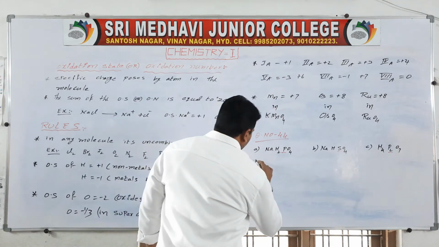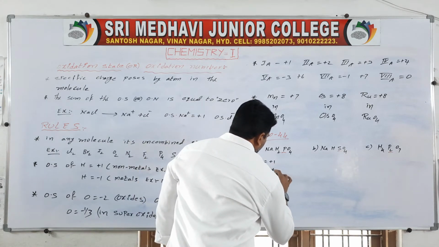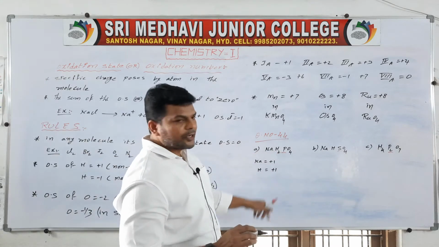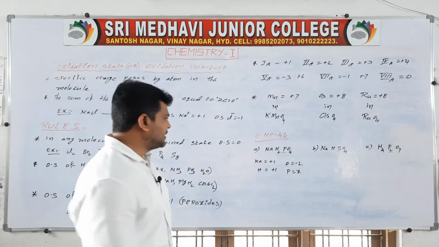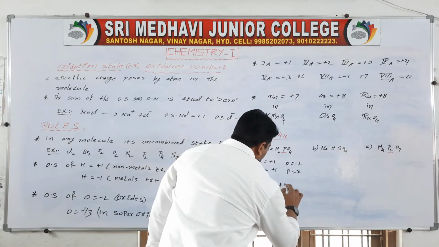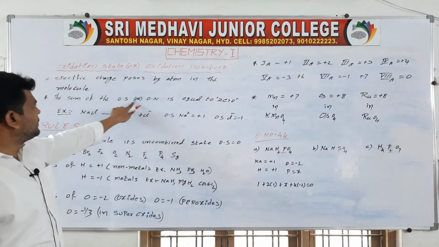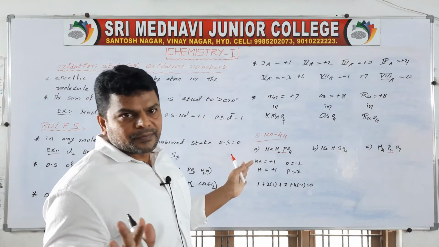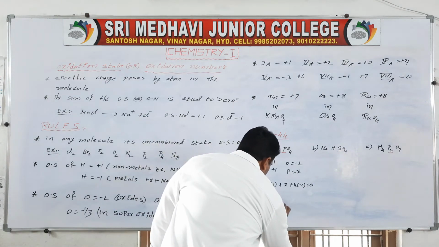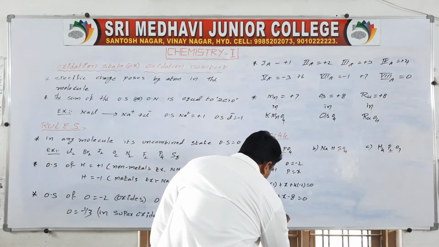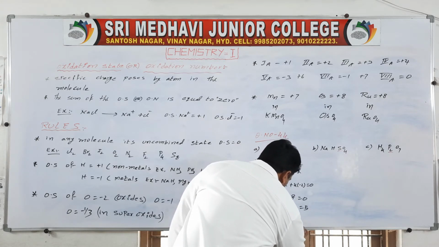See here, first this one. Sodium equals plus 1. Why? Because it is a group 1A element. Hydrogen equals plus 1. Why? Because phosphorus is a non-metal. Oxygen equals minus 2. So phosphorus is X. Substitute all these values in the equation: 1 plus 2 hydrogens, 2 into 1, plus X plus 4 into minus 2 equals 0. Why are we equating to 0? See the rule: the sum of the oxidation states is 0 in any molecule. So 1 plus 2 plus X minus 8 equals 0. So X equals 8 minus 3, which is 5. So phosphorus equals 5.